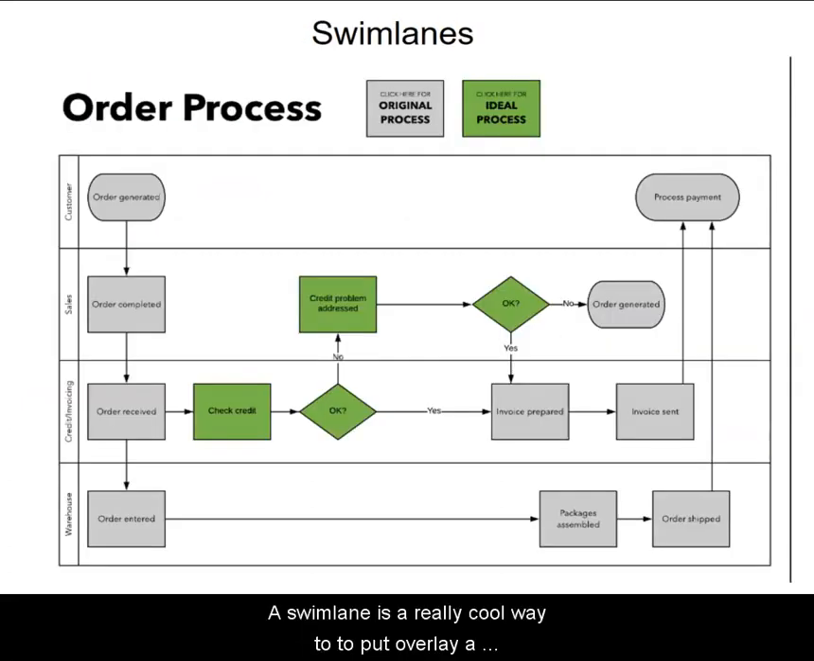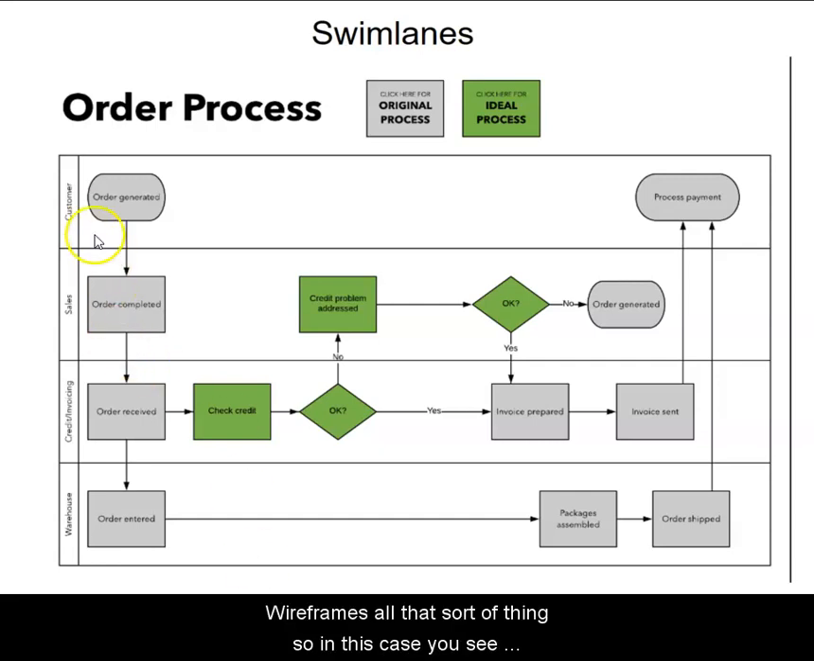A swim lane is a really cool way to overlay a process map in order to differentiate different parts of the process, like different customer levels or different areas of the process, like in manufacturing, design, print, bindery, or app development. People who are doing the wireframes, all that sort of thing.